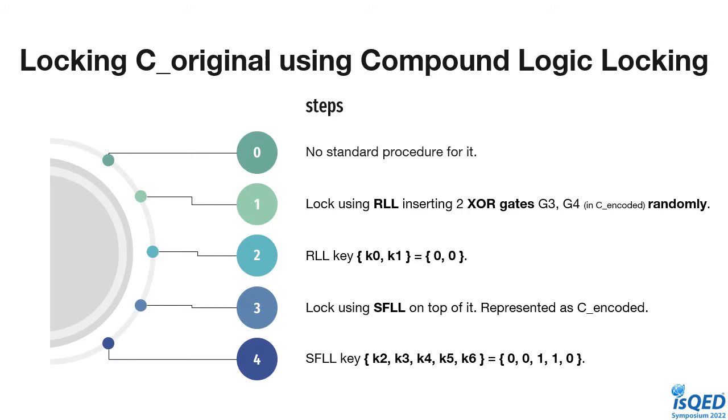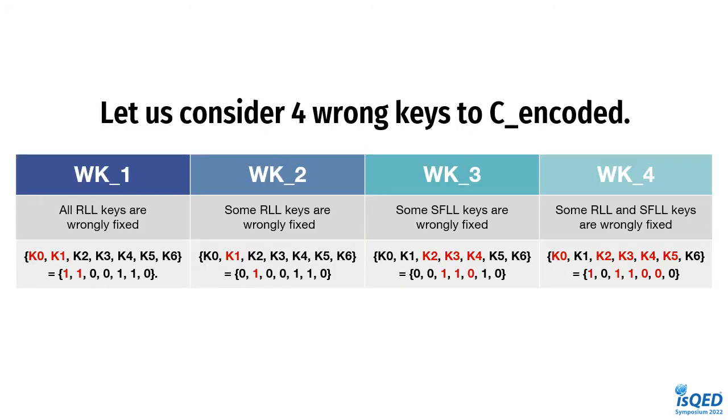So first we lock the C original circuit using RLL and these are the correct keys, and then we lock it using SFLL and these are the correct keys. Let us consider four wrong keys for the C encoded circuit. Wrong key 1 says all RLL keys are wrongly fixed. Wrong key 2 says some of them are wrongly fixed. Wrong key 3 says some SFLL keys are wrongly fixed. And wrong key 4 says some RLL as well as some SFLL keys are wrongly fixed. Those are shown in red.